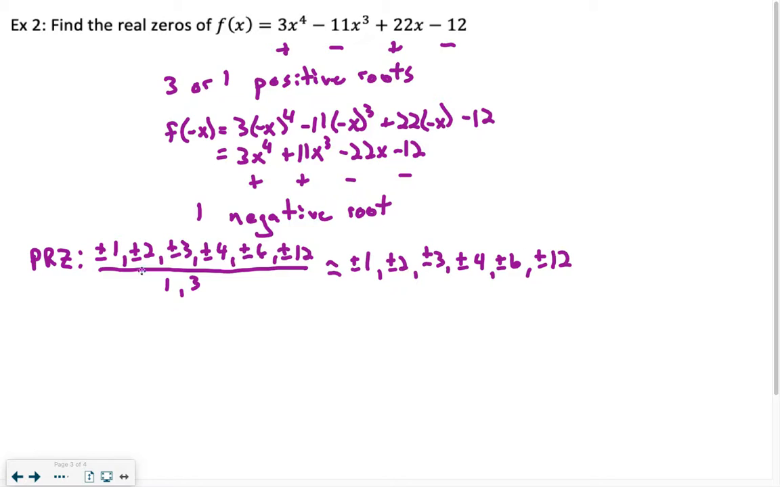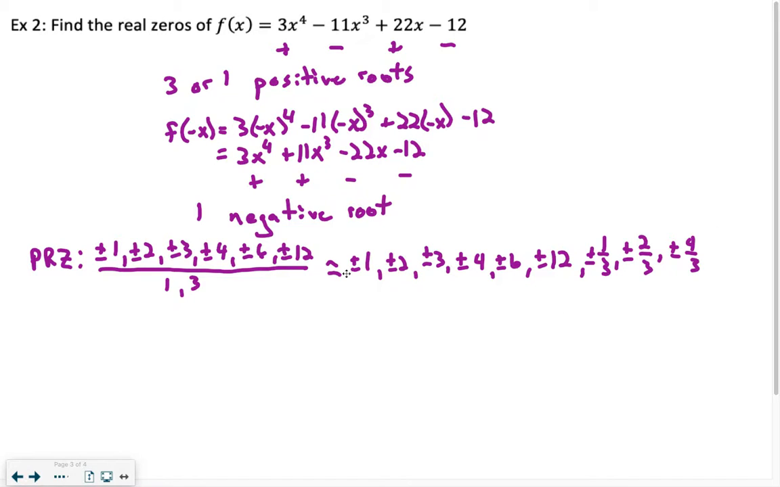And then I want to list all of these over 3. So that'll be plus or minus 1/3, plus or minus 2/3, plus or minus 4/3, then plus or minus 6 thirds would be 2, and plus or minus 12 thirds would be 4. And we have both of those already listed. So this would be my entire list.